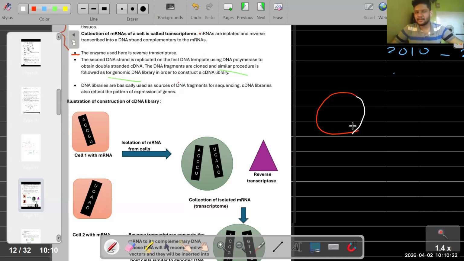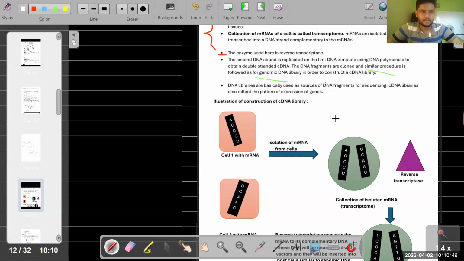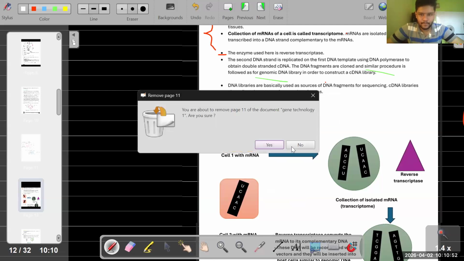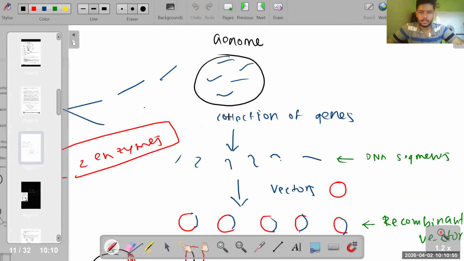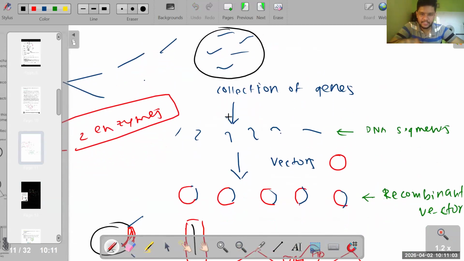Now this is a vector, recombinant vector. Why? The question why will keep arising throughout this lesson. Now if you see, initially we have one vector, one DNA. Can you see? Yeah, I drew it on the last page, I guess. Here, right. Now what happens is DNA. They said DNA libraries are sources of fragments. Okay, let's see. Now here DNA fragments were released.